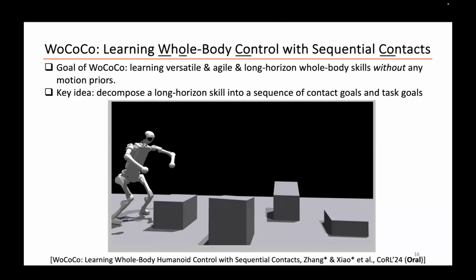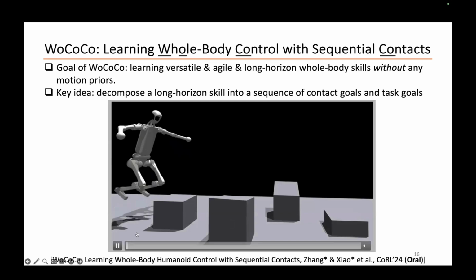So what if you learn a skill without any motion priors? This project is called WoCoCo, which stands for Learning Whole-Body Control with Sequential Contacts. The goal is to discover how reinforcement learning can learn long-horizon agile whole-body skills without any motion priors, just from scratch. And we figured it's very hard to learn from scratch. The key idea of this paper is that we need to decompose a long-horizon skill into a sequence of contact goals and task goals.